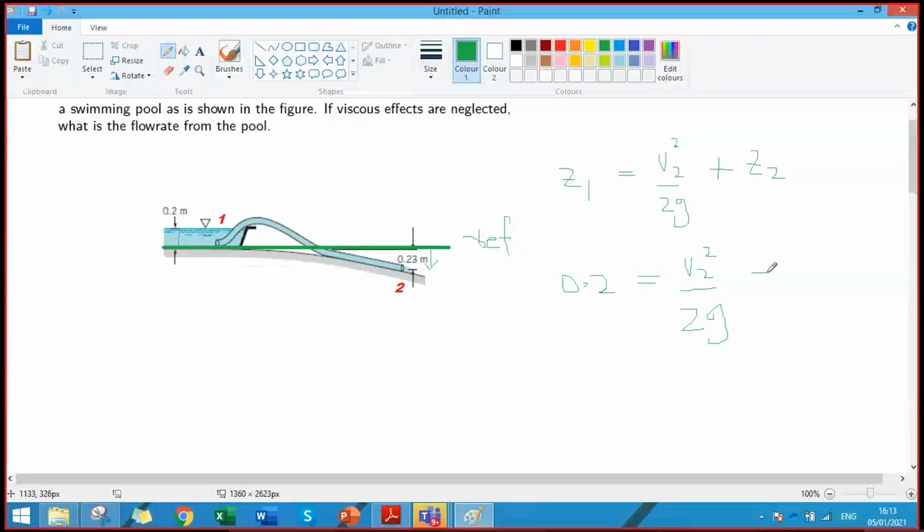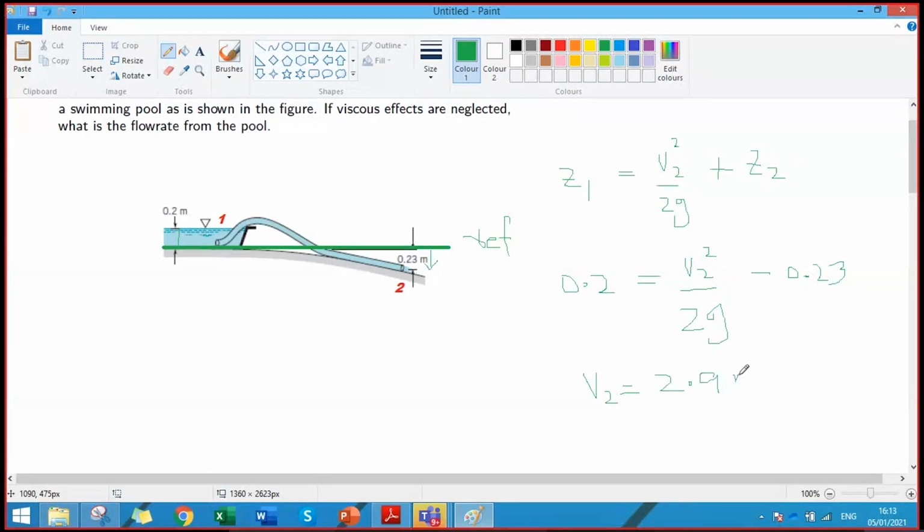So we know all the values here except V2. We calculate V2 as the square root of (0.2 plus 0.23) multiplied by 2 multiplied by 9.81. It is 2.90 meters per second, right? Yes, sir. 2.9 meters per second.